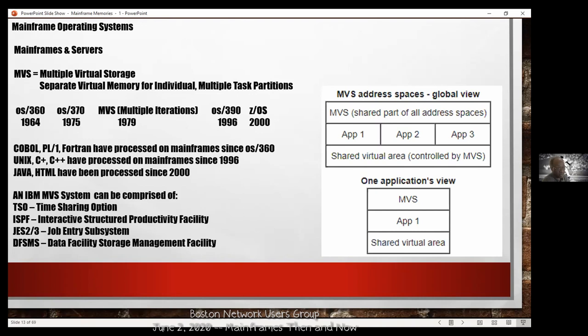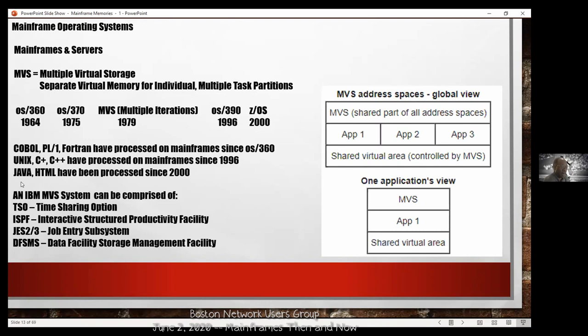In terms of the mainframes, later on they were able to run Unix code, the C language, and that's been since a little over 25 years, almost 25 years. Java and HTML came along to be processed on the machines approximately in the year 2000.